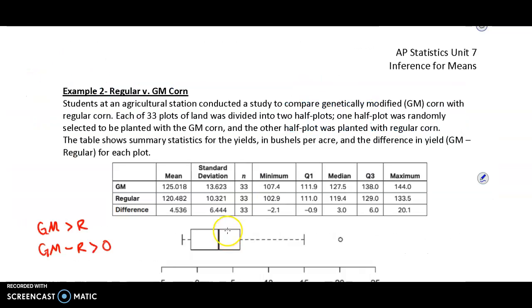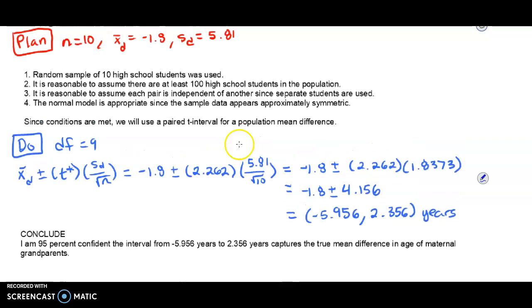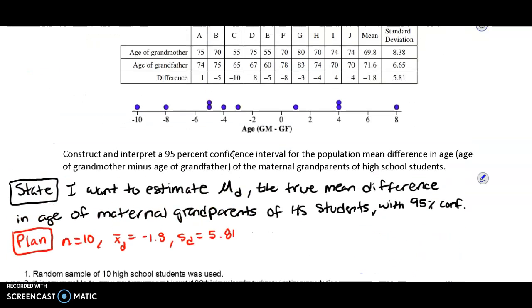difference. So we are going to say something like, since 0 years is within the 95% confidence interval, we do not have evidence of a mean difference between the ages of grandparents. It's actually quite likely that they might end up being the same age. So based on this interval, I don't have evidence that one grandparent tends to be older than the other. So that's just a summary there on a paired t-interval for a population mean difference.